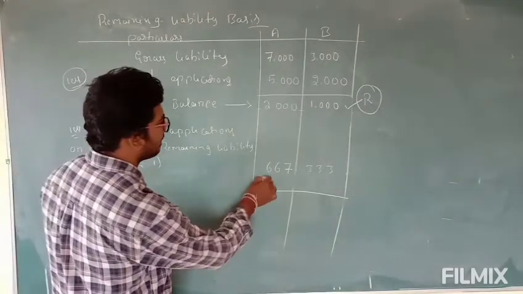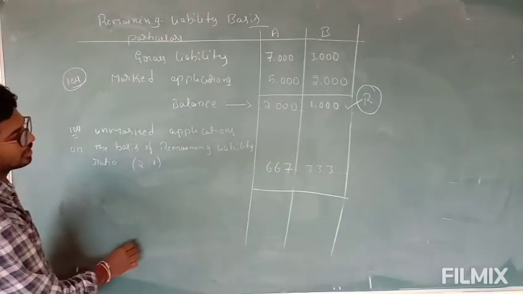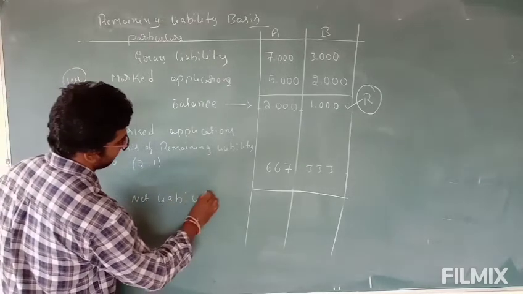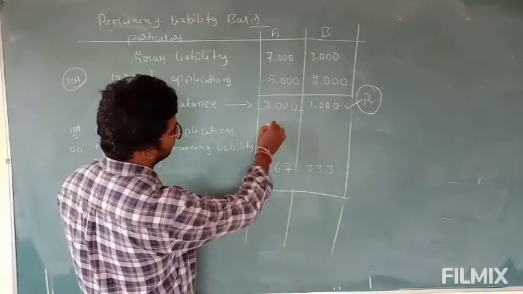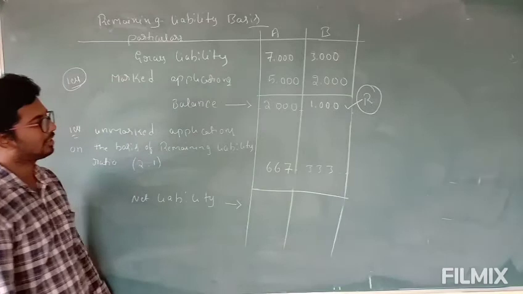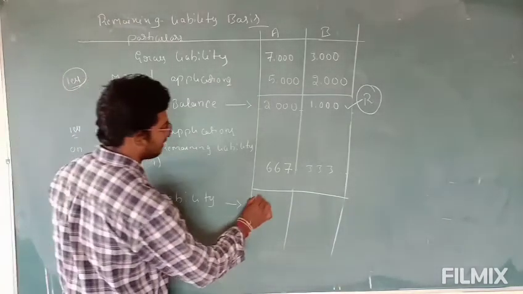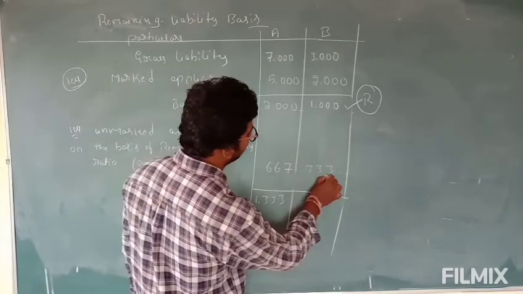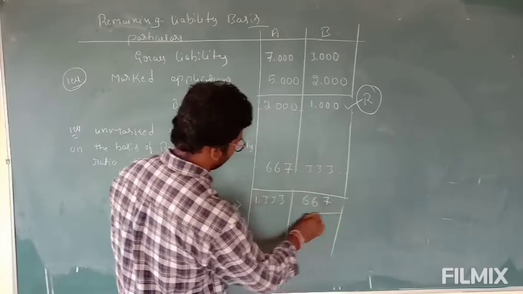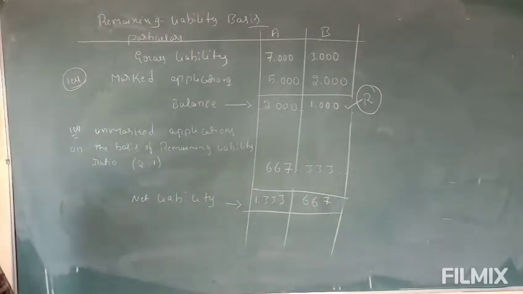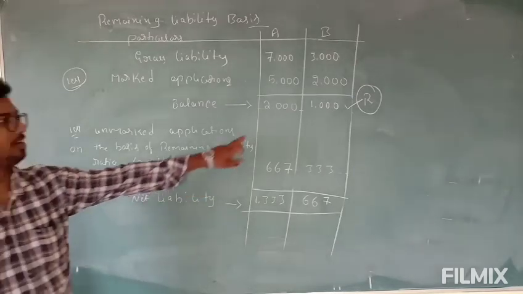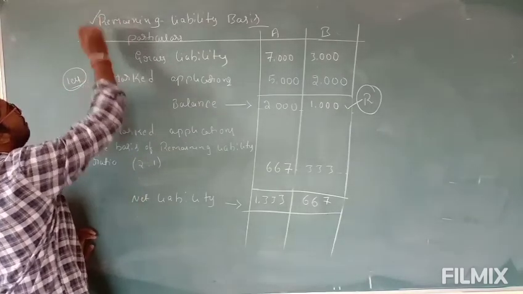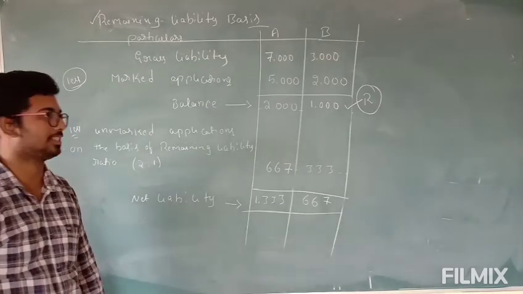After that, you get the final balance. No further adjustments are there. So that is what is called net liability. It is 2,000 minus 667, 1,333, and 1,000 minus 333, you get 667. It is what we call the net liability of the underwriters on the basis of remaining liability. Just have a look over that, but be sure that you have most of the questions on gross liability basis. Thank you.